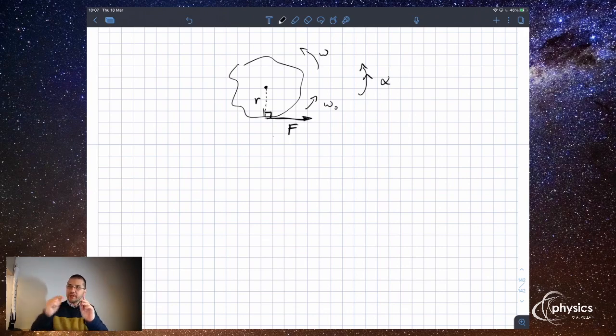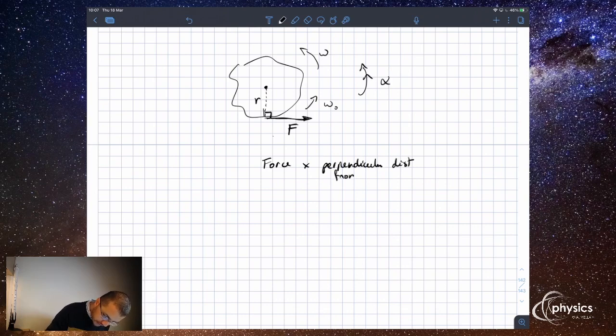The force should be applied 90 degrees to the radius. Alright? 90 degrees to the radius. Therefore, when a force is being applied 90 degrees to the radius, in fact, I'm not applying a force, I'm applying what? What is the force times the perpendicular distance from F to the center?